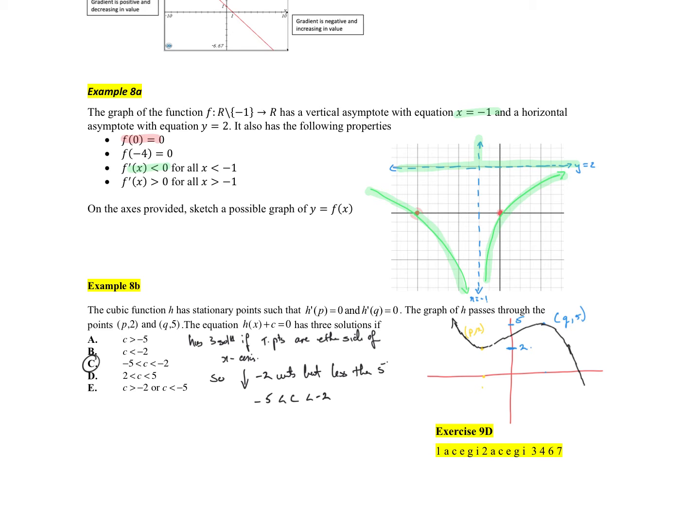I guess the non-negotiables in reality are my intercepts, the asymptotes. Really, I guess the steepness of your curve is the one that could be a little bit here or there.